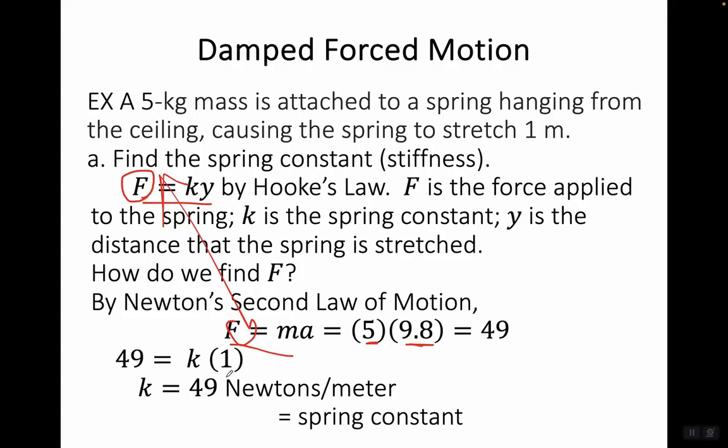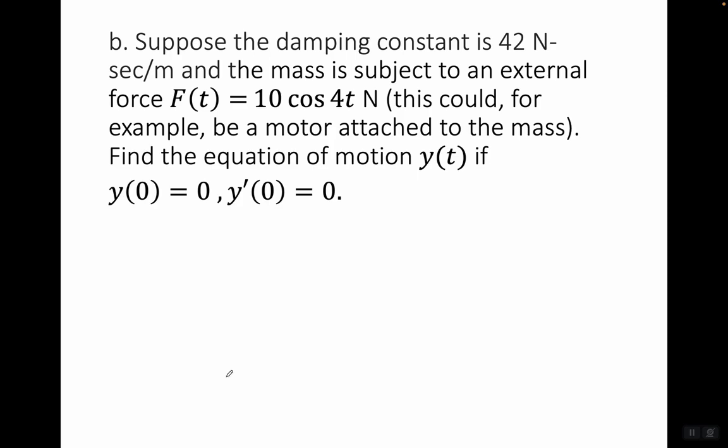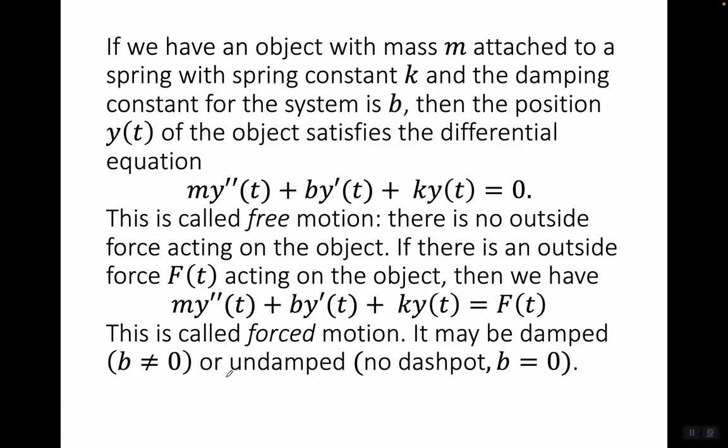That's our spring constant. Suppose the damping constant is 42 newton seconds per meter, and the mass is subject to an external force, F of t equals 10 cosine 4t newtons. This could, for example, be a motor attached to the mass. Find the equation of motion y of t if y of 0 equals 0 and y prime of 0 equals 0. We've seen how to do this before.